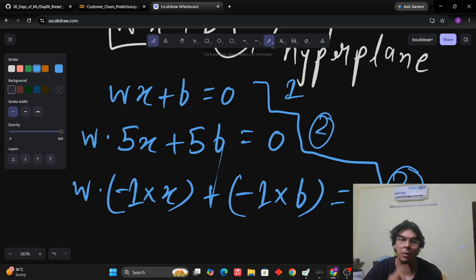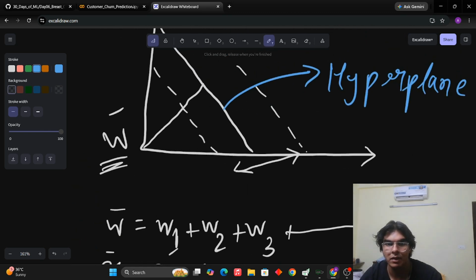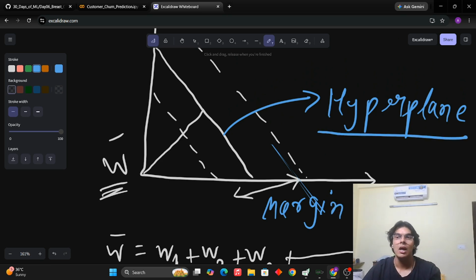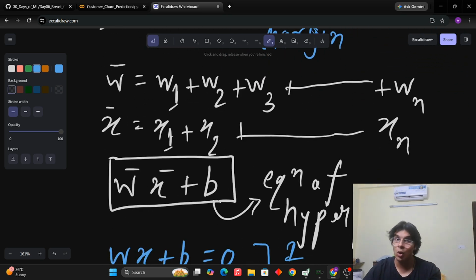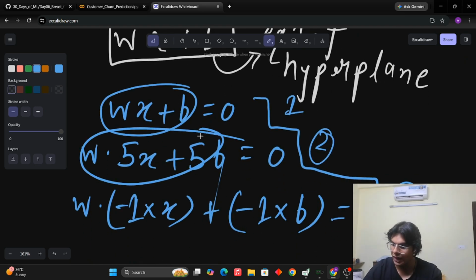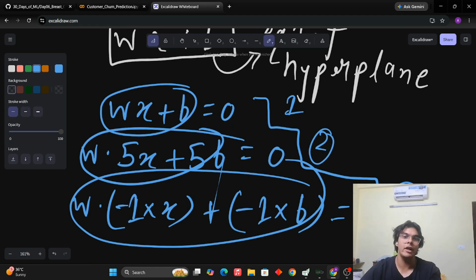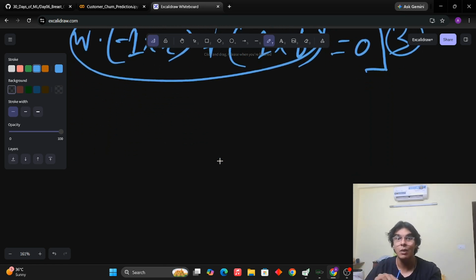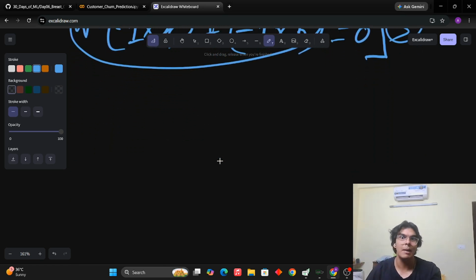Now, this creates a problem for us because, moving forward, we need to minimize this margin distance right here. And for this, we need to get a definite answer. But if we don't know the definite equation for this hyperplane, how can we move forward? We don't know a definite equation because this one is correct, this one is also correct, and this one is also correct. They're all proportionate to each other. So how do we move forward? How do we select a definite equation to represent this hyperplane?